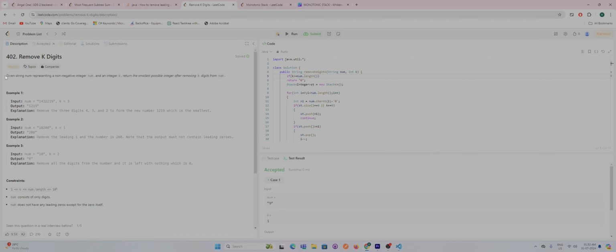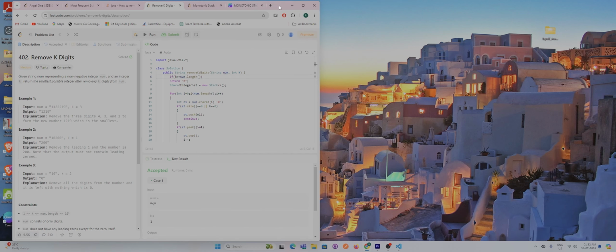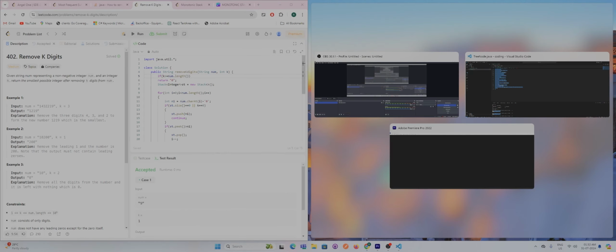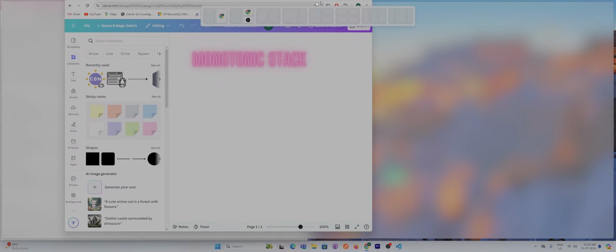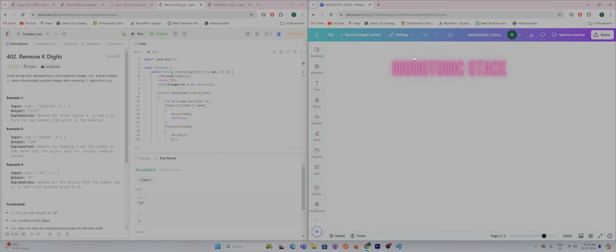Okay, so I'm going to read it very fast. Given a string num representing a non-negative integer num and an integer k, return the smallest possible integer after removing k digits from num. So I'm gonna minimize this screen here and make it into like a split screen of sorts, right? And then I'll just quickly draw the second part in Canva, right? Let's say given a string num representing a non-negative integer num and an integer k, return the smallest possible integer after removing k digits from num.